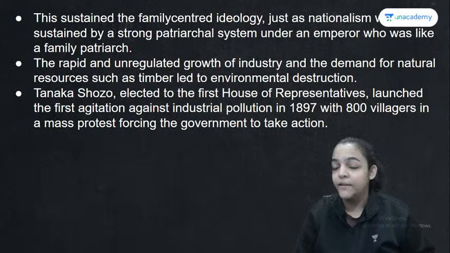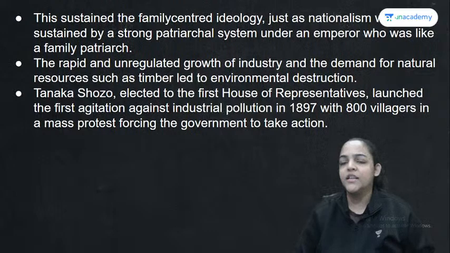ताकि एक स्ट्रॉन्ग पेट्रियार्कल सिस्टम बने जहाँ पे हम अपने घर के बड़ों की और स्पेशली घर के मर्दों की जो बात है वो सुने.